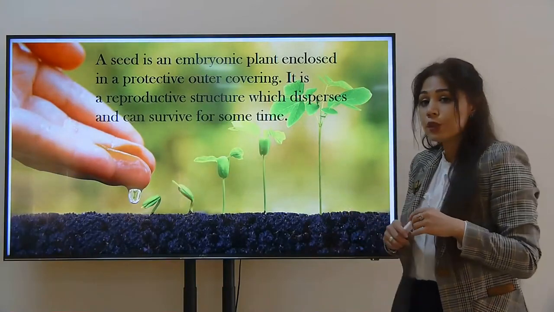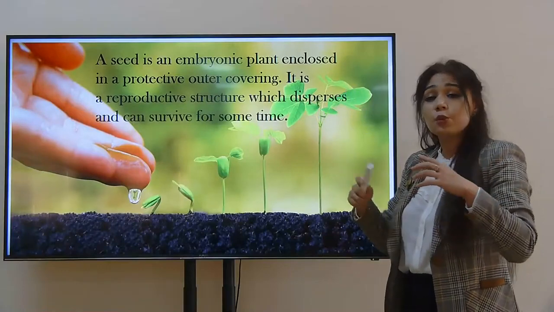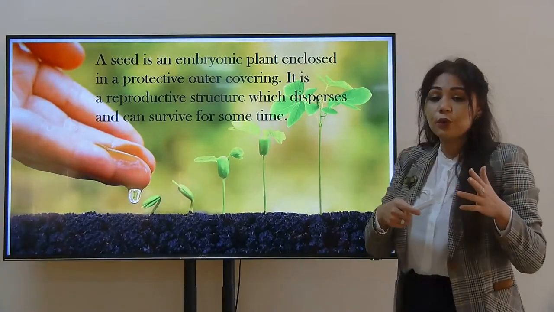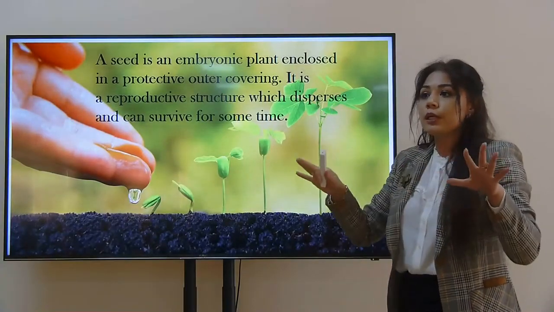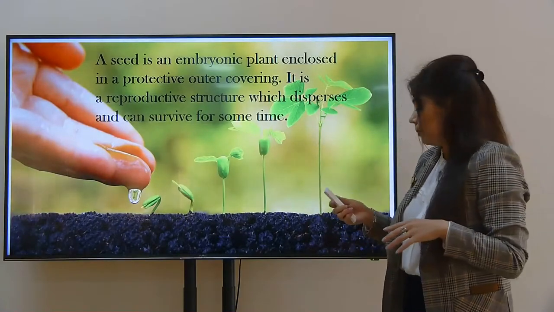And dear students, as you see, here is the word disperses. This word may be unknown for you, that's why I'm going to give you a definition. Disperse means spread or distribute over a wide area.